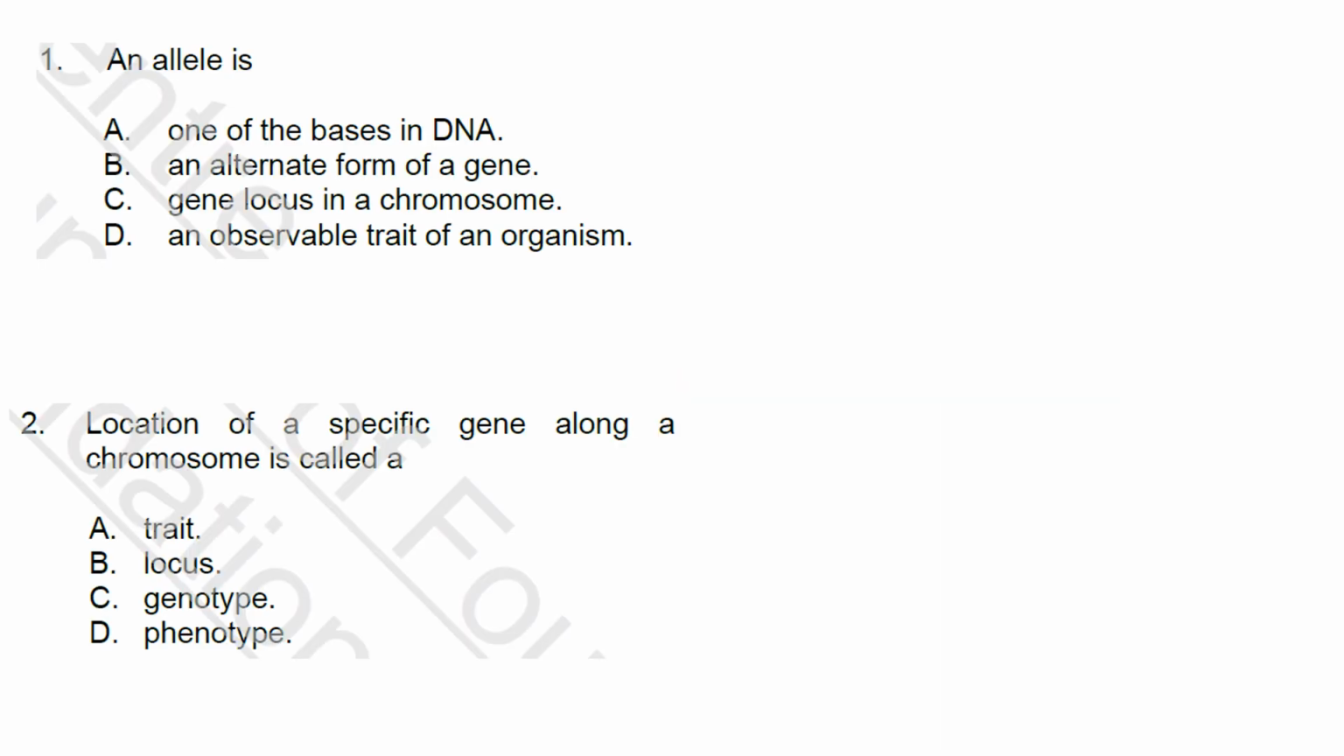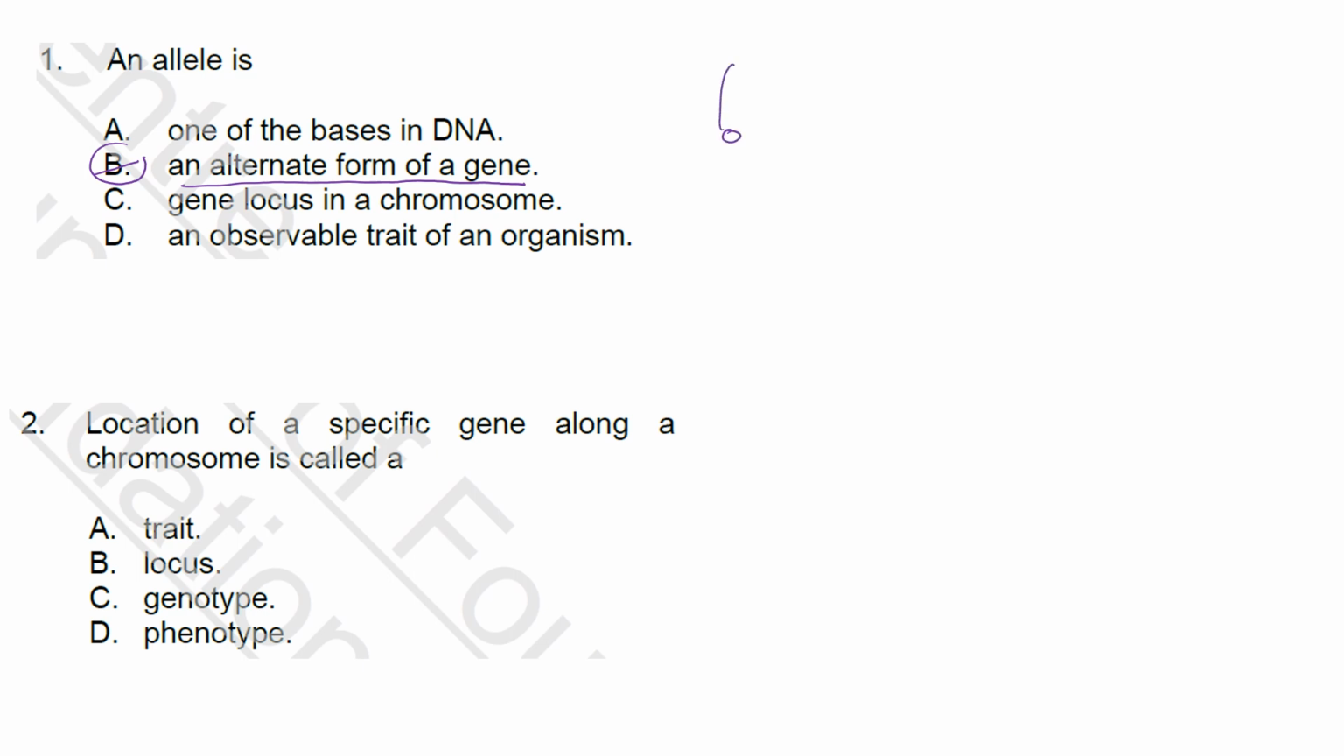Genetic inheritance and genetic control. We are going to discuss questions in this chapter. Question number 1. An allele is, the answer would be an alternate form of a gene.